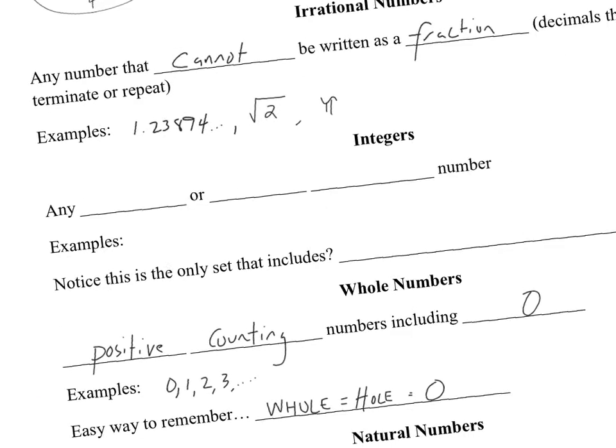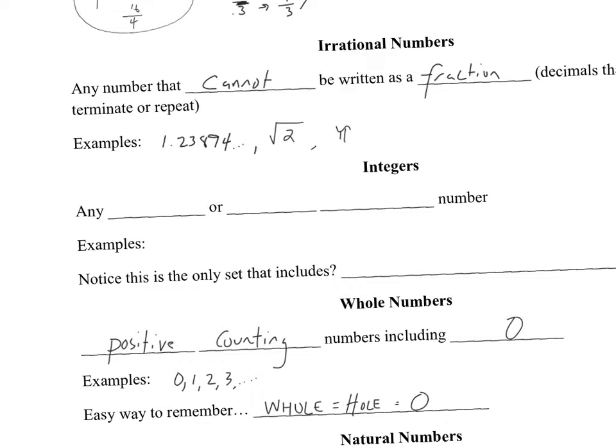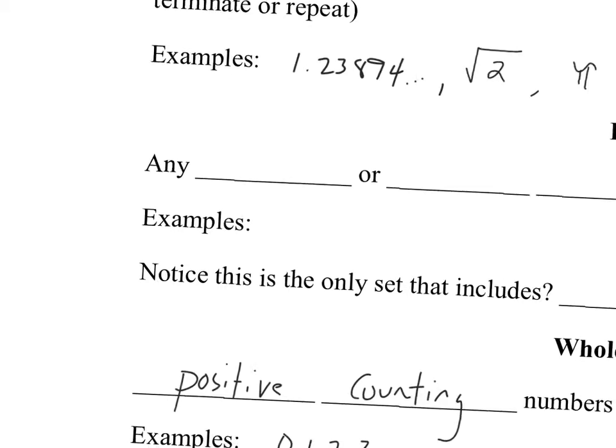All right, and the last subset are the integers. So again, if it's real, it's rational or irrational. If it's rational, it could be an integer, whole, natural. It could be a combination of all three of these. It could be an integer, whole, and natural. It could be just an integer and a whole. So you just have to check.